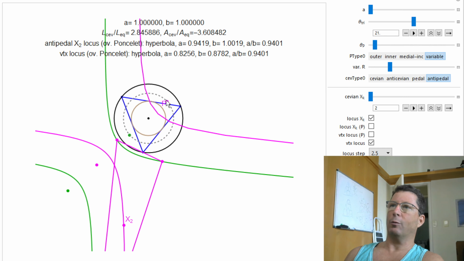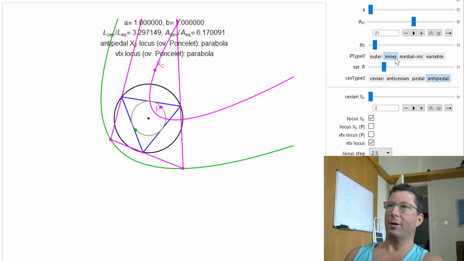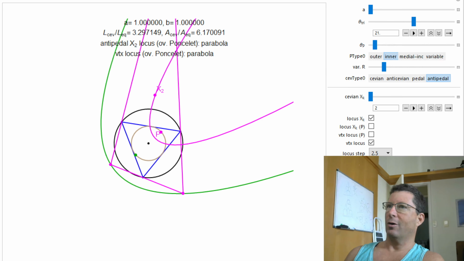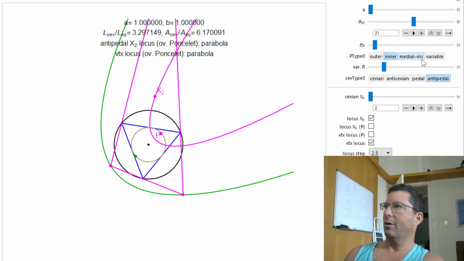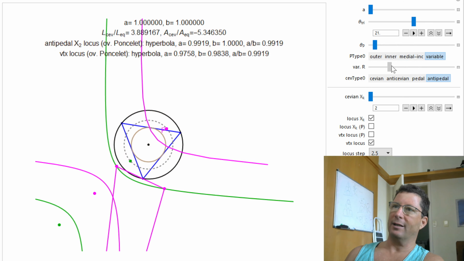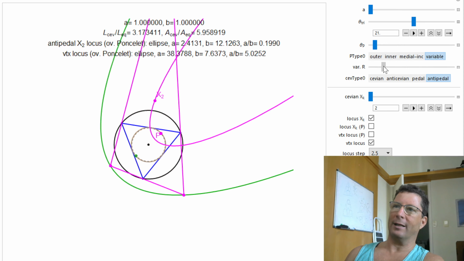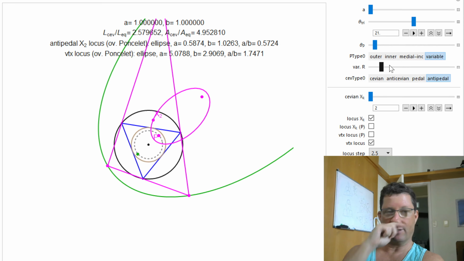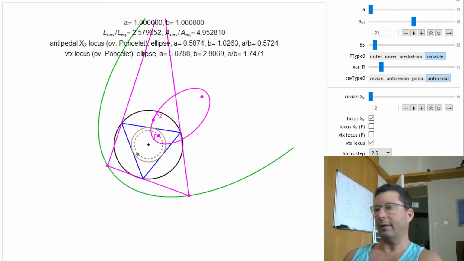You can see here that one of the foci of the hyperbolic locus of x2 continues to be P. So it's P in the parabolic case and in either the elliptic or hyperbola case, one of the foci is always P. So that's quite nice, right, for our anti-Sevians, anti-antipedal triangles.